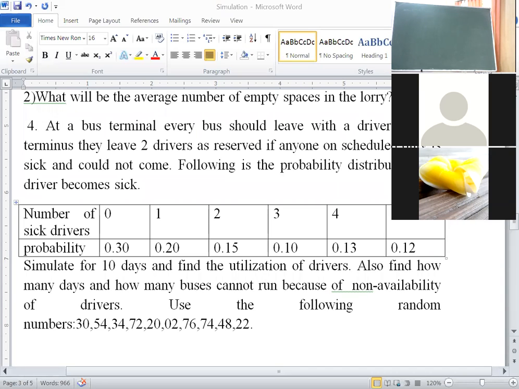Okay. Here, the number of sick drivers is given. That is for 10 days, they have mentioned clearly. Then write down the number of sick drivers. What are the values given? Write down 0, 1, 2, 3, 4, 5. Then the probability is given. Write down the probability.